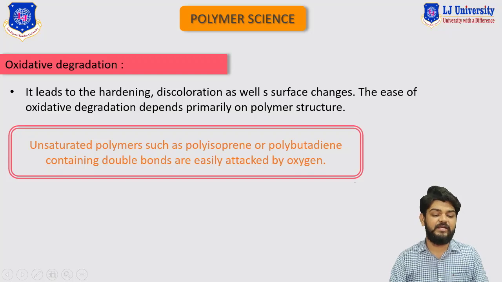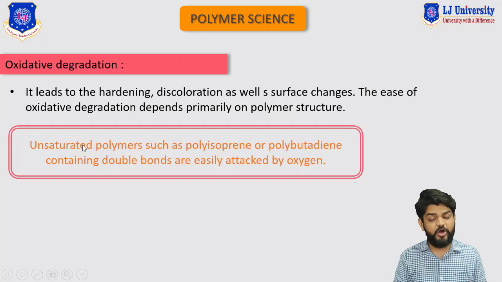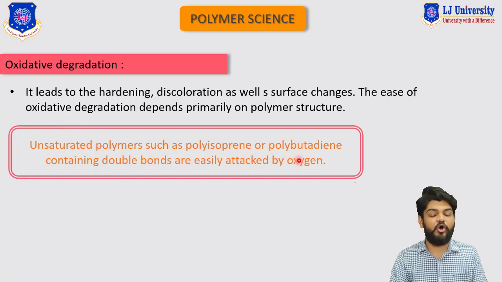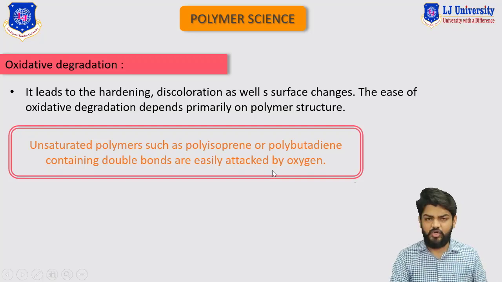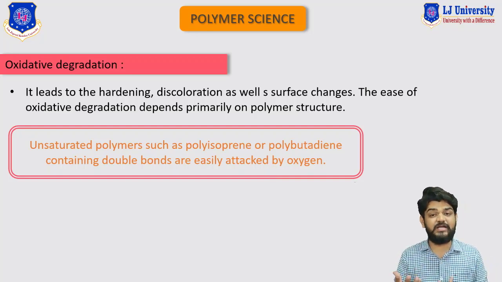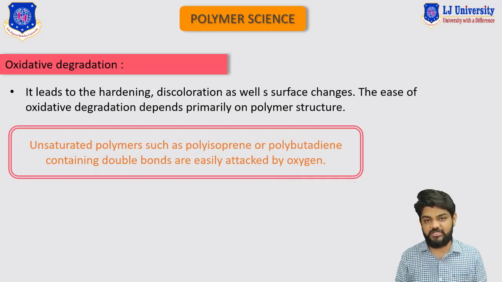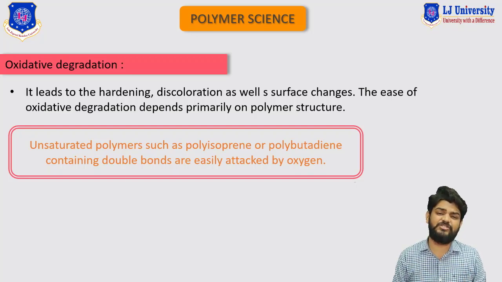As you can see here, the unsaturated polymer, right? Unsaturated means the polymer has double bonds or triple bonds. So unsaturated polymers such as polyisoprene or polybutadiene contain double bonds and are easily attacked by oxygen. These are some unsaturated compounds. They are more attracted towards the oxygen atom, and oxygen can easily attack the double bond or even the triple bond of these molecules. That's why these unsaturated compounds are generally observed to undergo the oxidative degradation process.